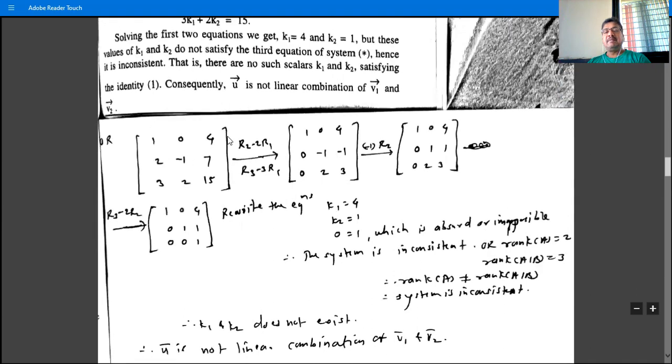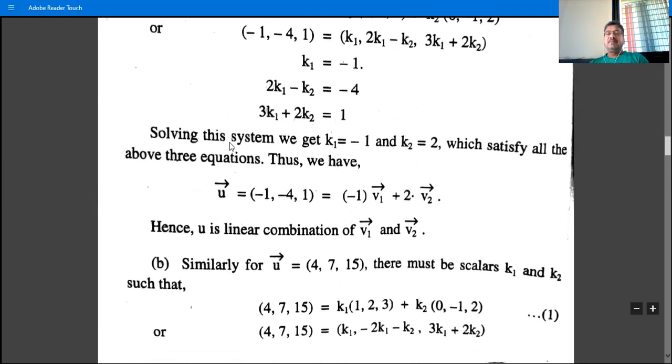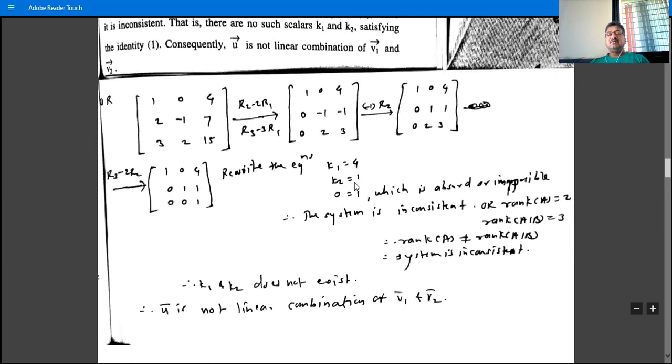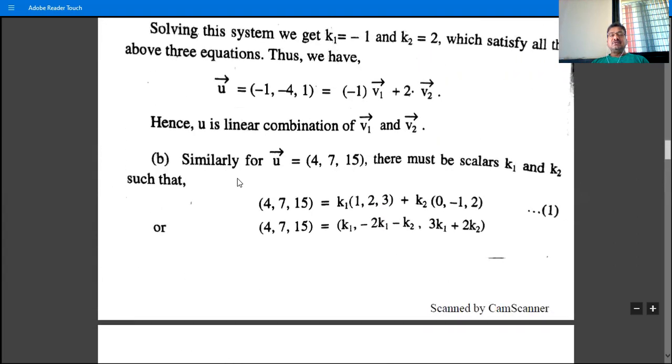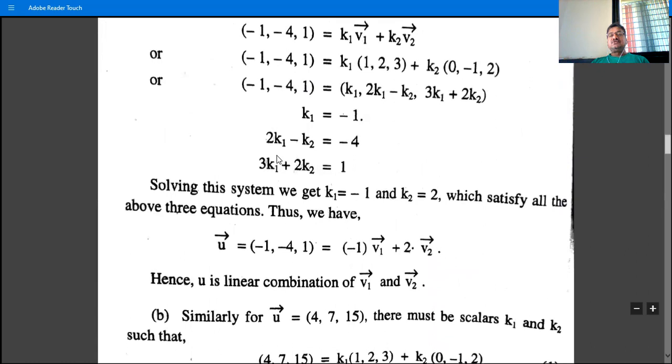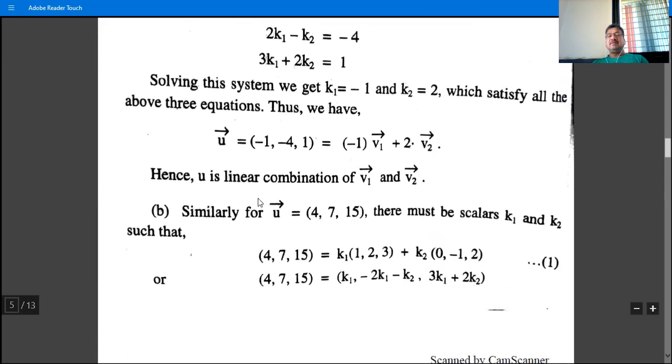And then reduce the matrix to echelon form. We have K1 is -1 and K2 is 0, and the last equation is 0 equal to 0. So solve the system by using this method or by using the Gauss elimination method.